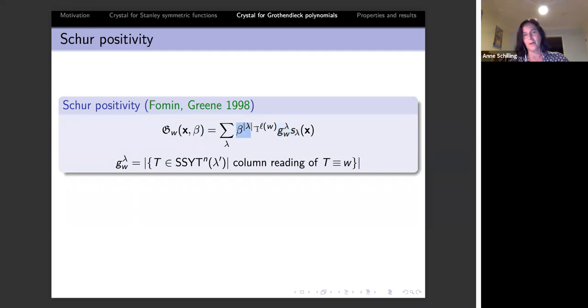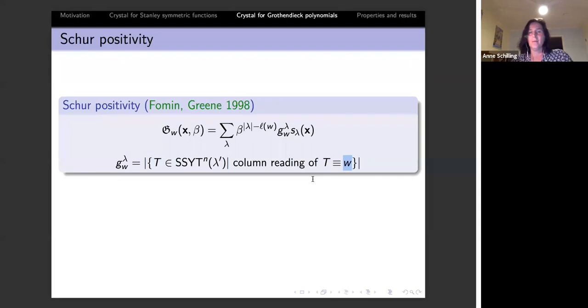And then you have some power of beta. So this gives you a positive Schur expansion. And in fact, they even gave a combinatorial interpretation for these, which I don't want to emphasize too much. So SSYT just means semi-standard Young tableau of shape lambda prime. So lambda prime is just the transpose. And then you want that the reading word of this tableau should be congruent to your W.